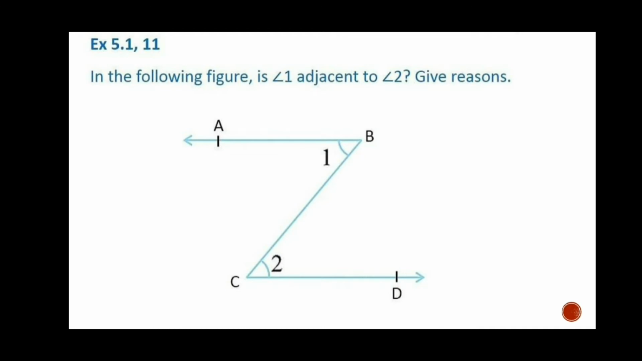Now the next question, question number 11. In this question it is asked that in the following figure, angle 1 is adjacent to angle 2, and if it is not adjacent then we have to give reason. Okay, so you can see from the figure, where is angle 1? This is angle 1 and this is angle 2. Are these two angles adjacent?